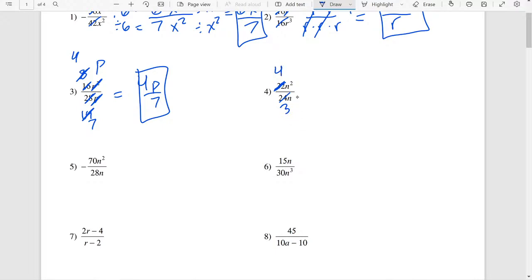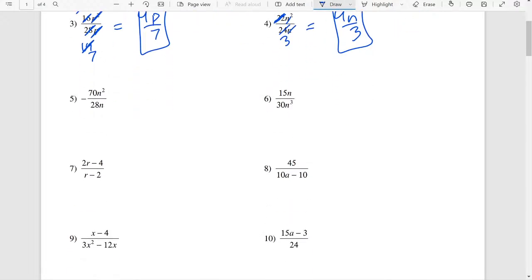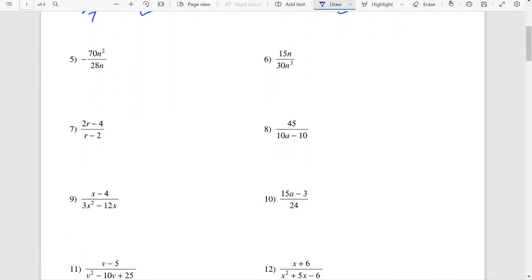That goes in 4 times, that goes in 3 times. N squared over n, I have n left over, so I have 4n over 3. Not so bad, right? Okay, so I'm actually going to do, I think I'll do like maybe 6 at a time with one color, and then I'll switch from there.